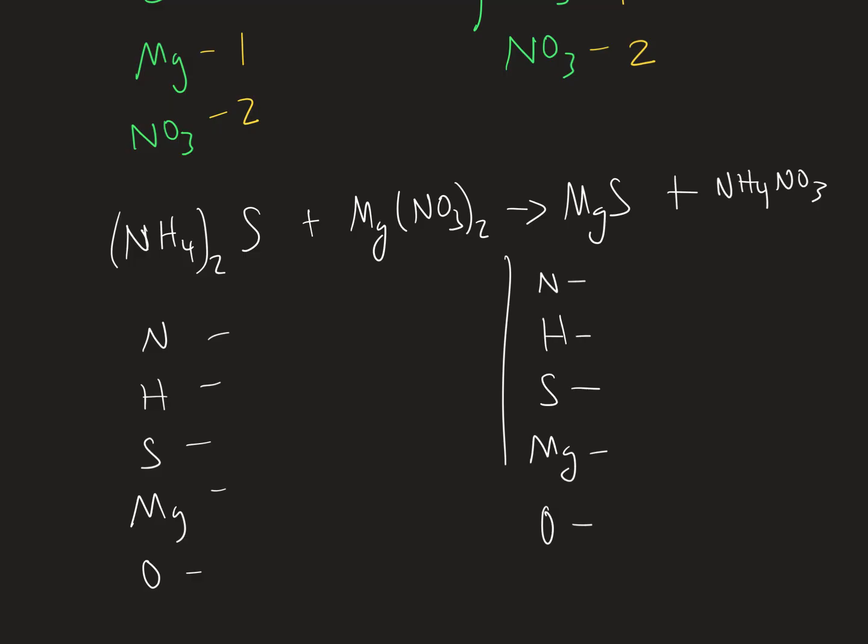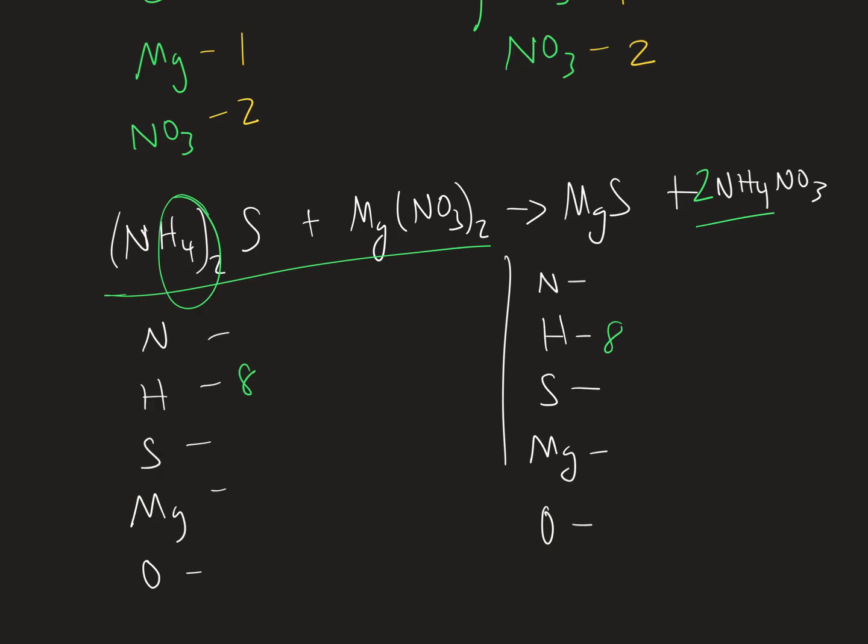All right. So what should we count first? N, H? Okay, let's count H's. How many H's do we have on this left side? 8 of them. You with me? How many do we have on this side? 4, so I better put a 2 there. Okay.